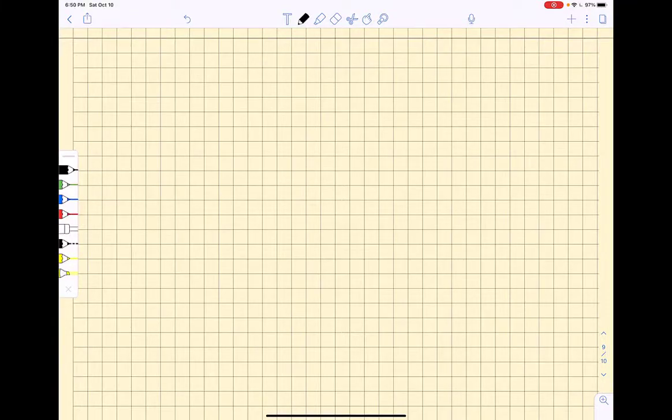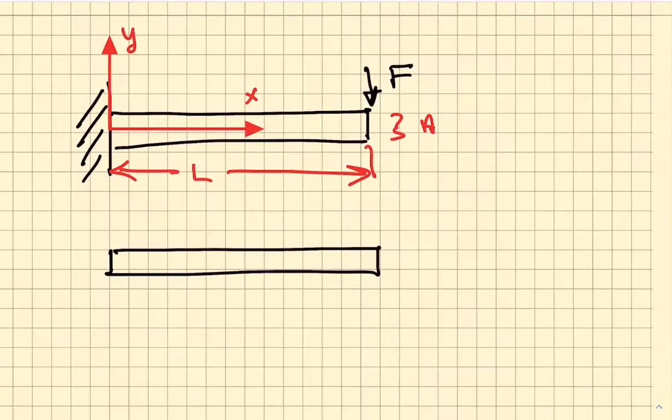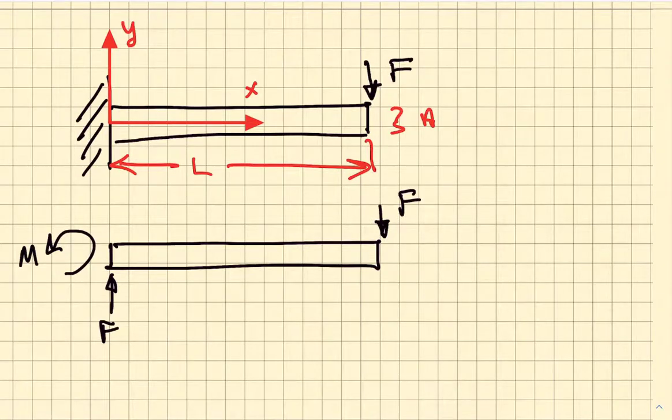So let's do a quick example of a built-in cantilever beam. I'm going to have a wall here, and a cantilever beam that is embedded in the wall and loaded at the end with the force F pointing down. Once we remove that bar from its support, we would have a moment, M, and a shear force, F, a downward directed force acting at the far end of the beam, a distance of L off to the right. And the magnitude of that moment is just equal to F times L.